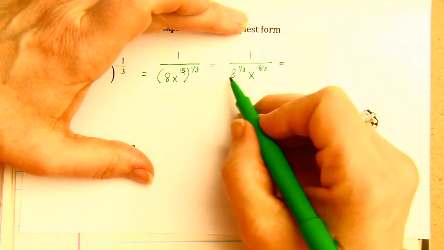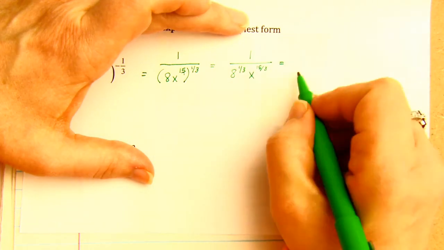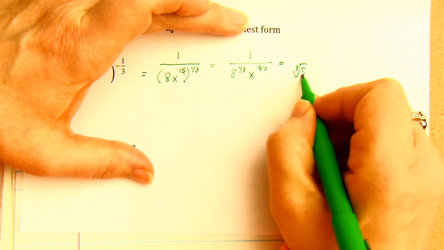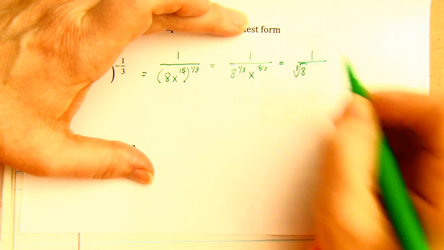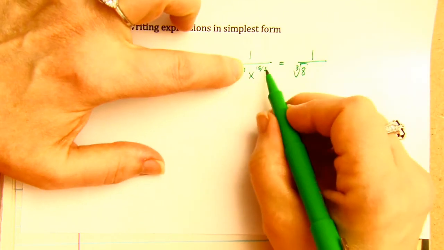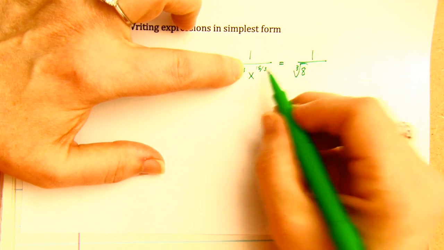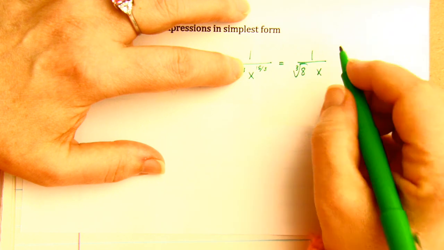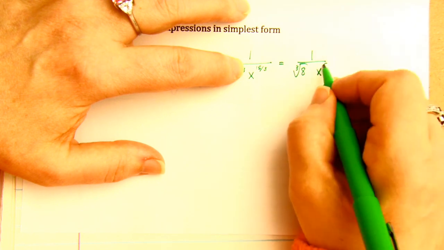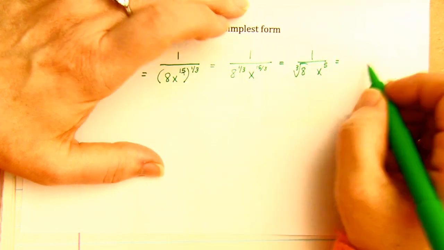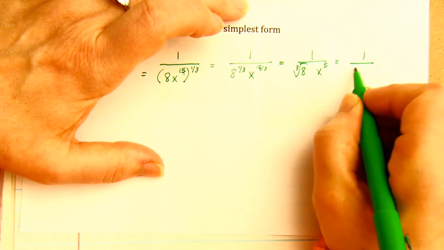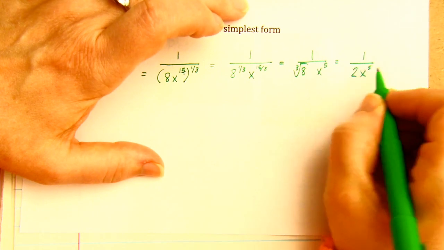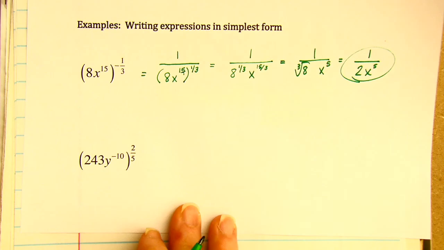8 to the 1/3 power is really the cube root of 8. X to the 15 over 3, well, 15 is divisible by 3, so this becomes x not inside this radical, okay? X to the power 5. And cube root of 8 is 2, so this now becomes 1 over 2x to the power 5. Okay, so if you have any questions, please ask.